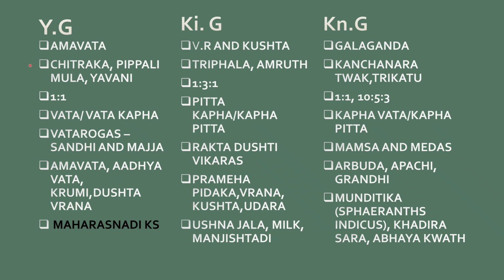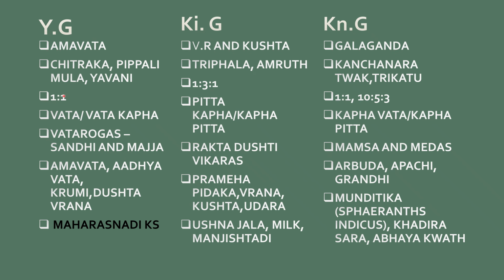Next are the main ingredients of Yogaraja Guggulu: Chitraka, Pippali, Mula, Yavani, Karavi. There are many ingredients having Ushna Virya and Tikshna properties in Yogaraja Guggulu. In Kaishora Guggulu, Triphala and Amrita are the main ingredients after Guggulu. In Kanchanara Guggulu, Kanchanara Twak and Trikatu. Kanchanara Twak is Kapha Pitta Shamana, and Triphala and Amrita are Pitta Kapha or Kapha Pitta Shamana in nature.